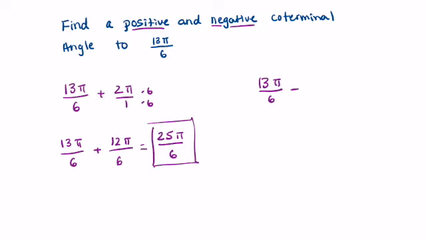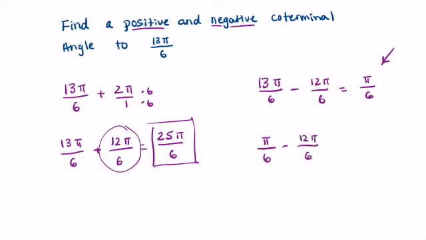And now I'm going to subtract 12 pi over 6. So 13 pi minus 12 pi over 6 gives me pi over 6, but I'm not done because that is still a positive angle. So I need to subtract one more time, minus 12 pi over 6. So pi minus 12 pi gives me negative 11 pi over 6. And that is my negative coterminal angle.